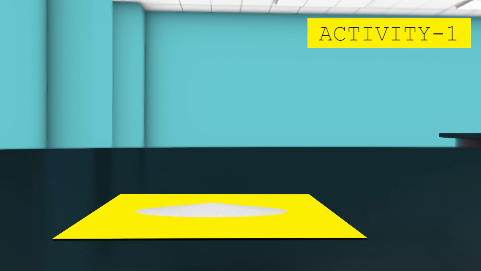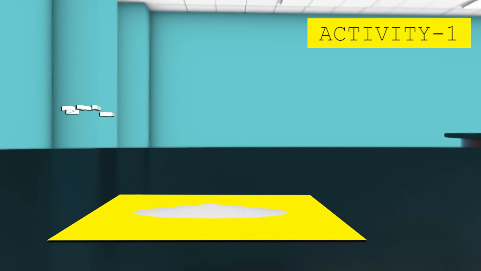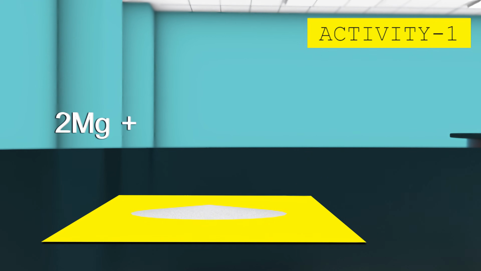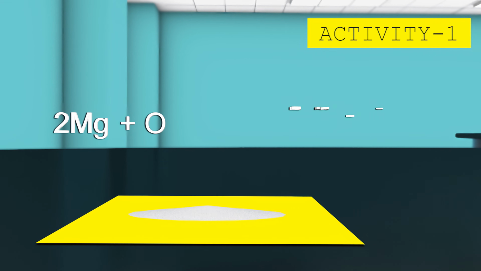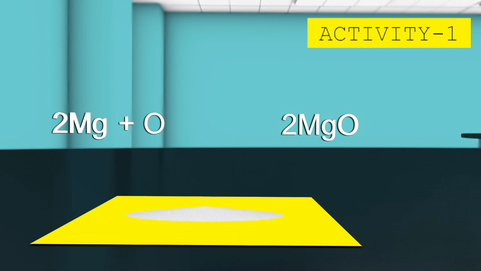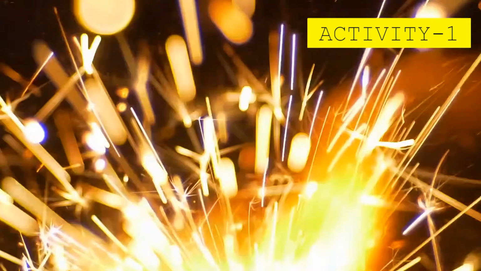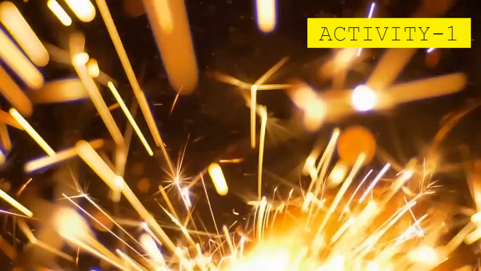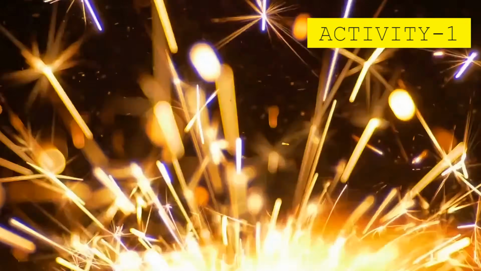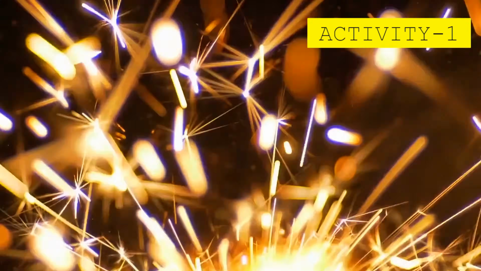The change can be represented by the following equation. Magnesium plus oxygen gives rise to magnesium oxide. Caution! It is dangerous to stare continuously at the flash of light emerging during the burning of magnesium strip.